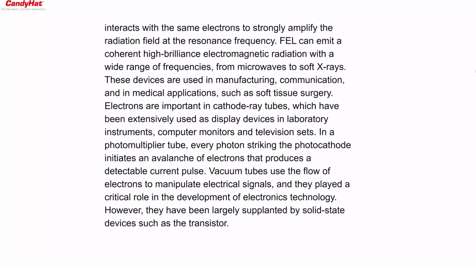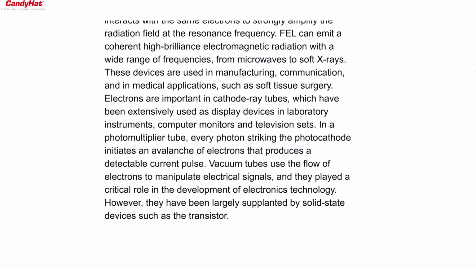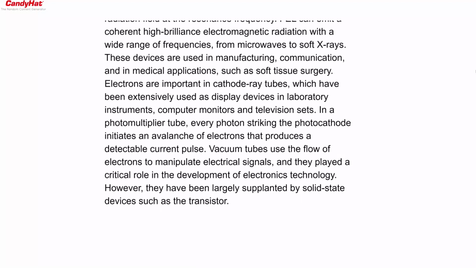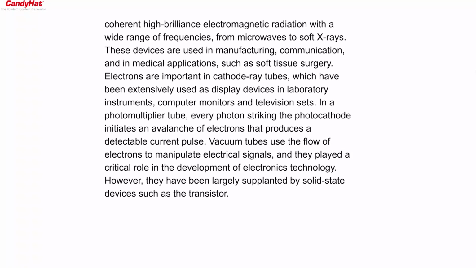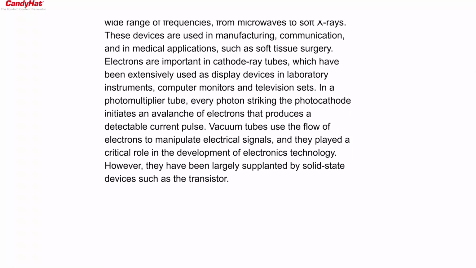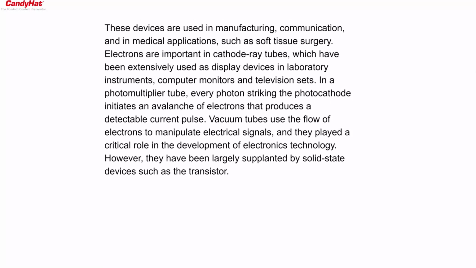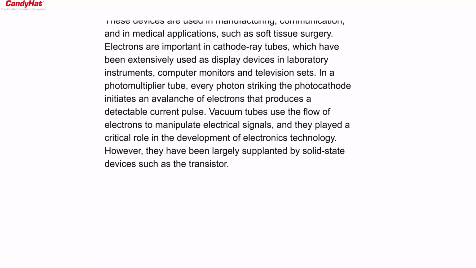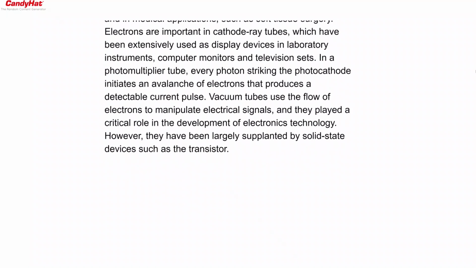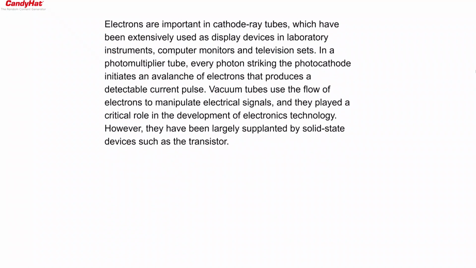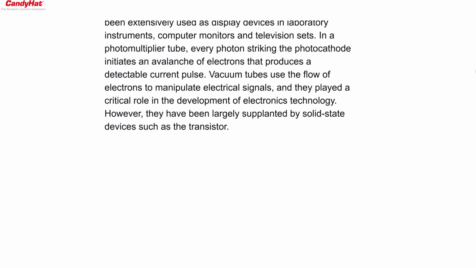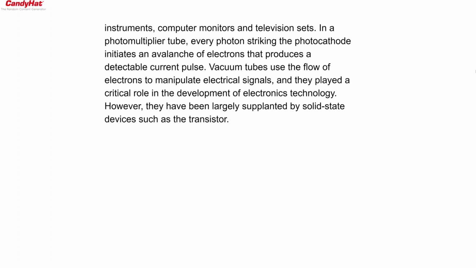Electrons are important in cathode ray tubes, which have been extensively used as display devices in laboratory instruments, computer monitors, and television sets. In a photomultiplier tube, every photon striking the photocathode initiates an avalanche of electrons that produces a detectable current pulse. Vacuum tubes use the flow of electrons to manipulate electrical signals, and they played a critical role in the development of electronics technology. However, they have been largely supplanted by solid-state devices such as the transistor.